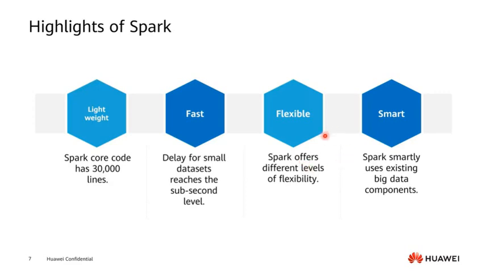We will introduce its built-in operators slightly later. Basically, there are two types, transformation operators and action operators. In each type, there are loads of operators, while in MapReduce, there are just two, map and reduce. That is why Spark is more flexible than MapReduce. The last highlight is smart. Spark smartly uses existing big data components, including using Hadoop as its ecosystem, without introducing something new. Thus, we don't have to learn from the very beginning.